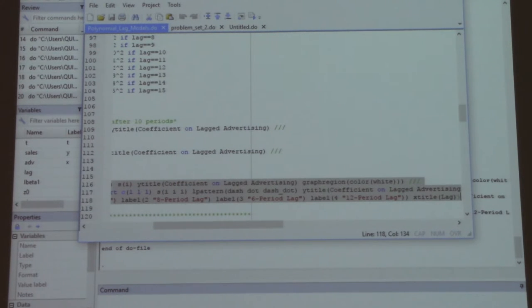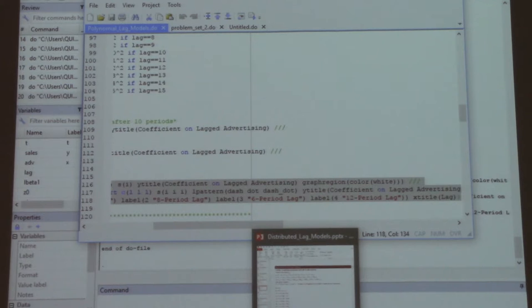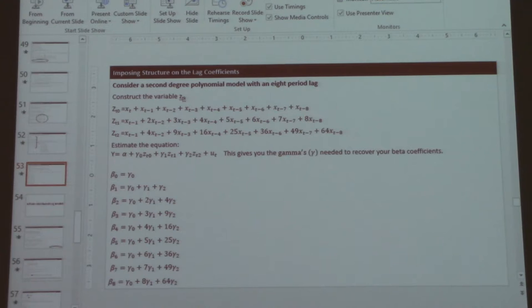Obviously, I didn't want to do both the geometric decay and the polynomial lag in the same day. But essentially, we're going to work through this. You're given actually 2 data sets. One where the polynomial, the quadratic bubble, is appropriate, and one where it's perhaps not as appropriate. Questions?